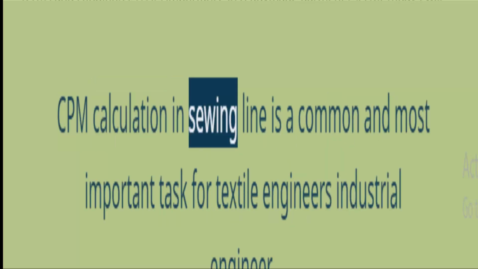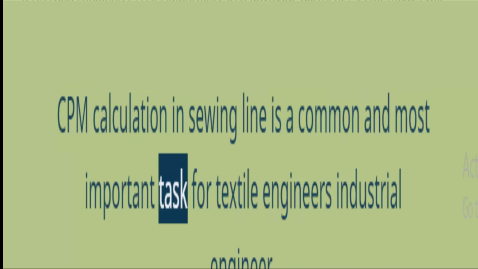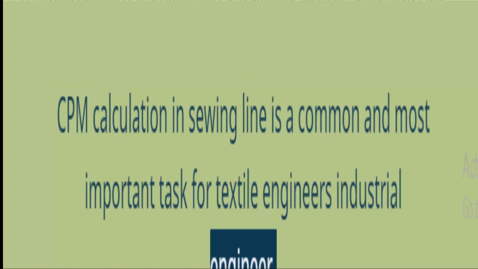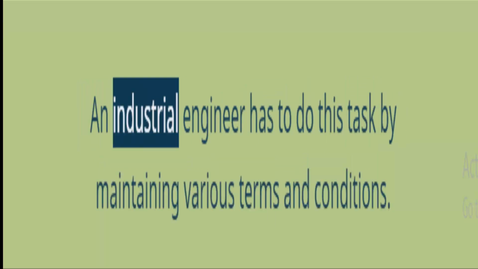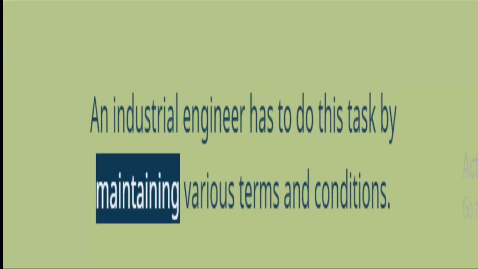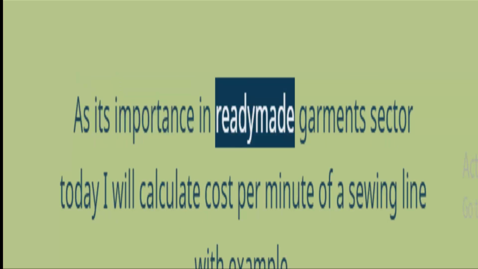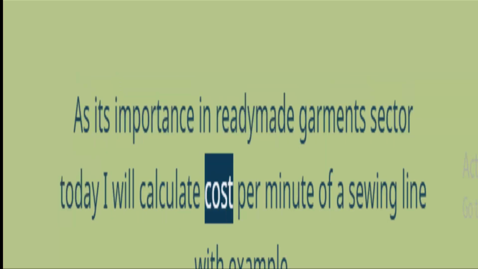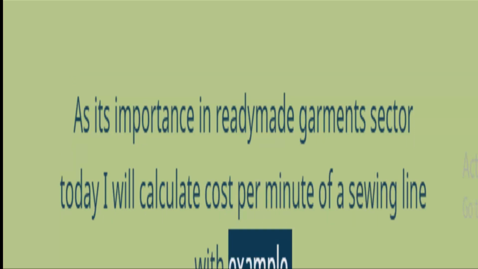CPM calculation in a sewing line is a common and most important task for textile engineers and industrial engineers, because maximum earnings depend on it. But it is not an easy task as we have normally thought. An industrial engineer has to do this task by maintaining various terms and conditions. As its importance in the ready-made garments sector today, I will calculate cost per minute of a sewing line with an example.